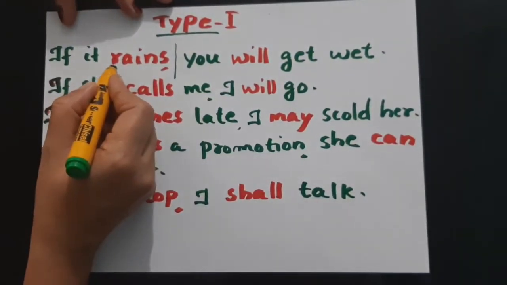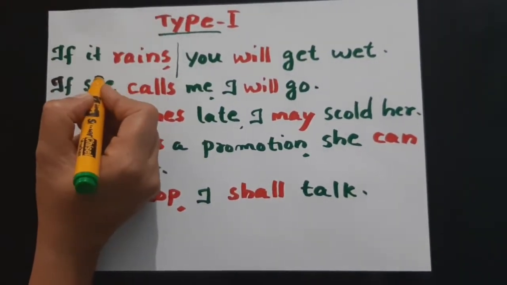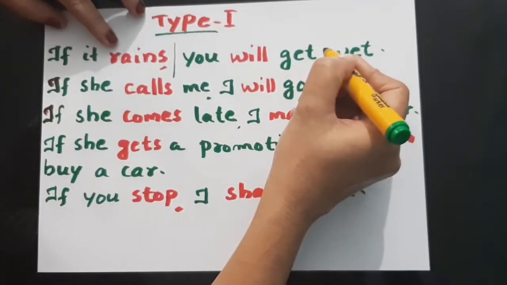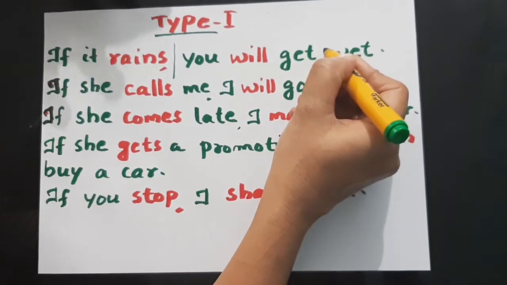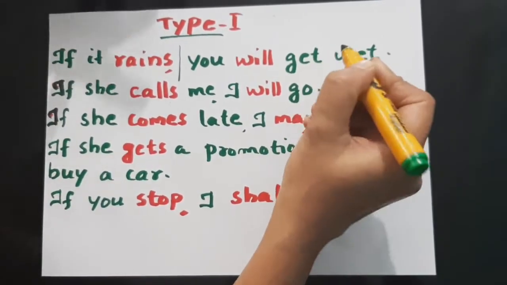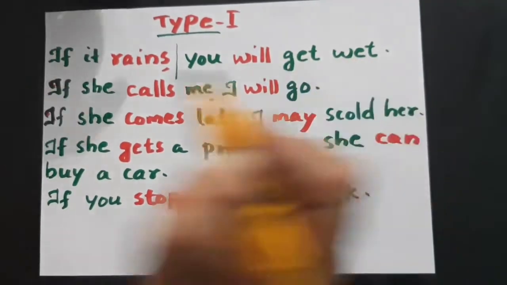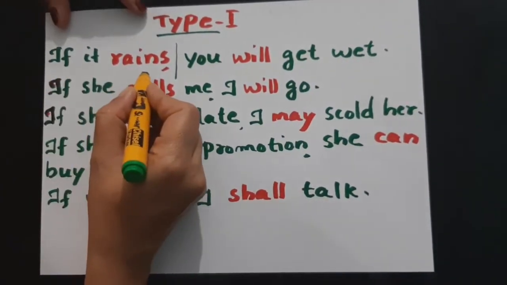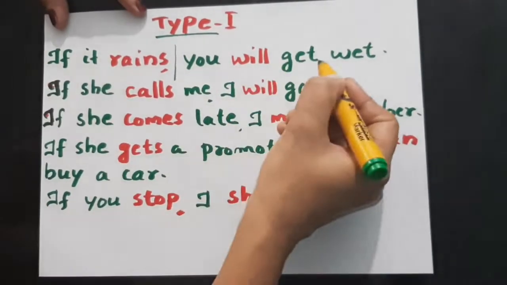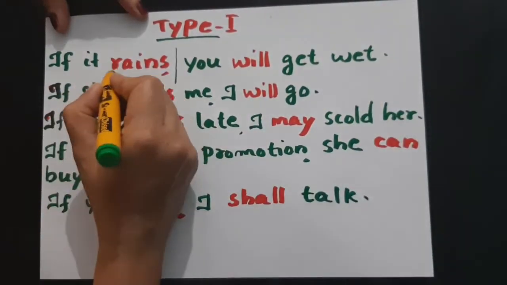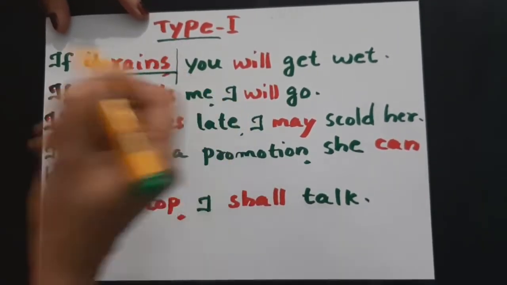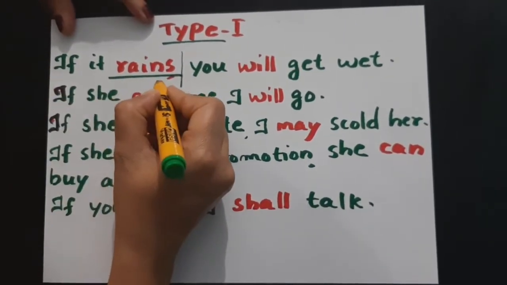You just put forward a condition, and in the second sentence, that condition will be fulfilled. If it rains, what will happen? You will get wet. So here the verb is in the present tense, rains, present tense.